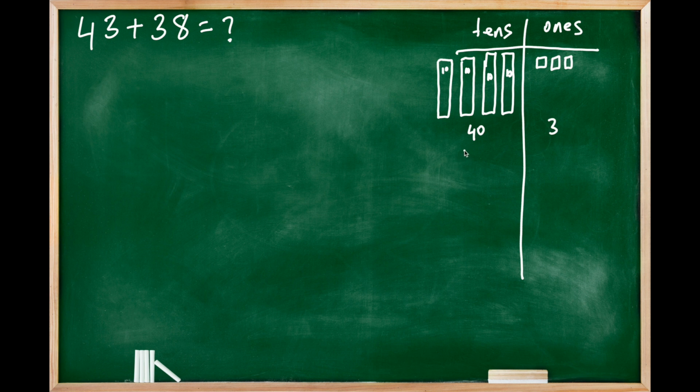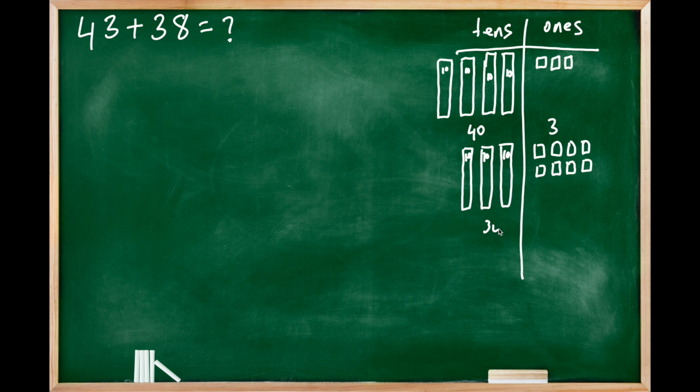And in 33 we have 3 tens, 1, 2, 3 10 rods, and these have each 10 in them. And 38 has 8 ones blocks, so I will show them with 8 small squares. And this is 30 and this is 8.